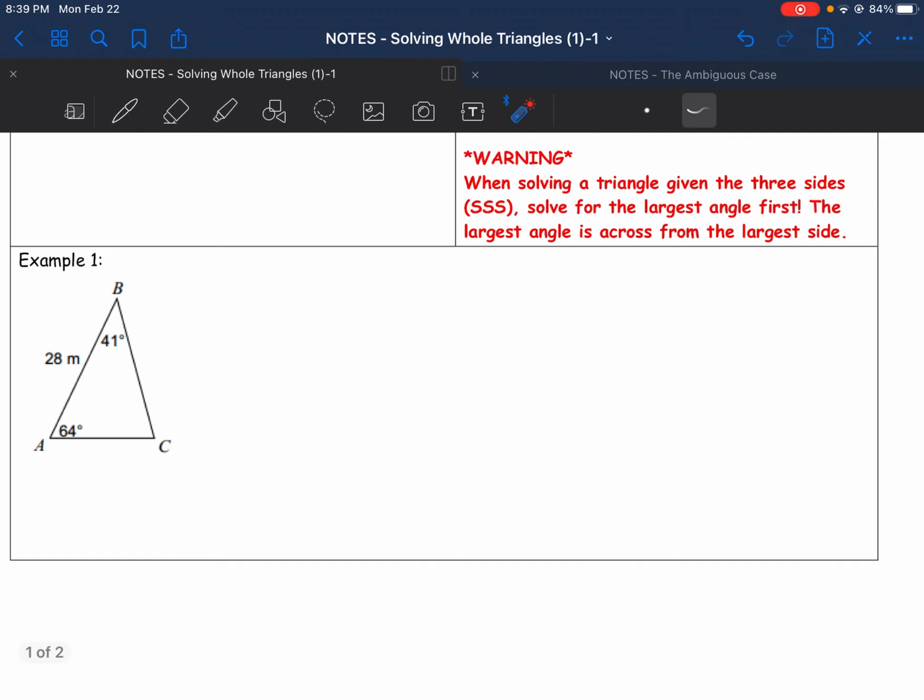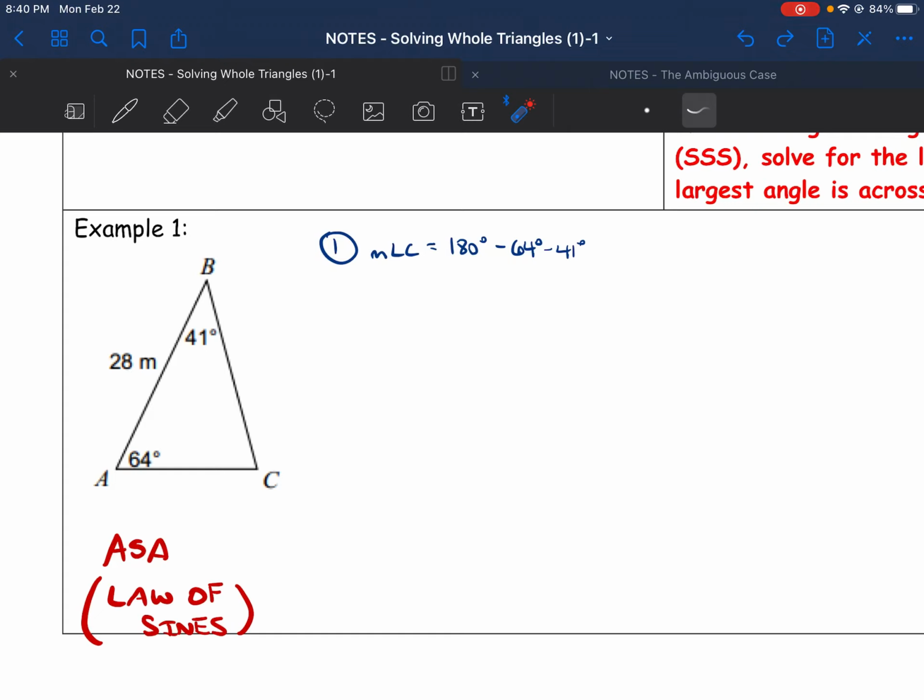Here's example 1. Notice that in example 1, we have an angle, side, angle triangle. And when we look at the two laws here, angle, side, angle, we have to start with the law of sines. So when I'm looking at this problem, what we're going to need to do is find that missing angle first, angle C. So step 1, the measure of angle C is going to be 180 degrees minus the measures of the other two angles. We get that the measure of angle C is 75 degrees.